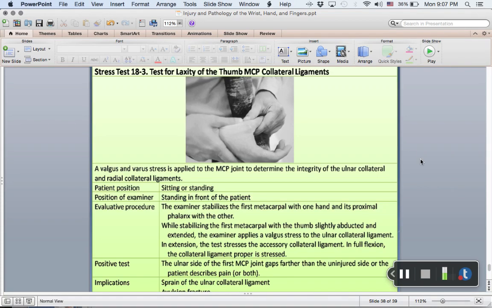So test for laxity of the thumb MCP joint. So putting pressure right along that joint, pushing, doing a valgus and varus stress. Again, to determine if there is laxity and if there is a sprain of that thumb.